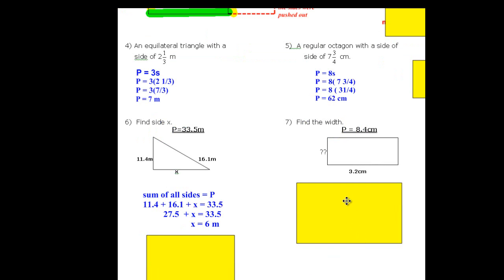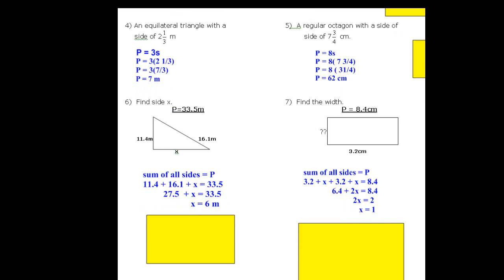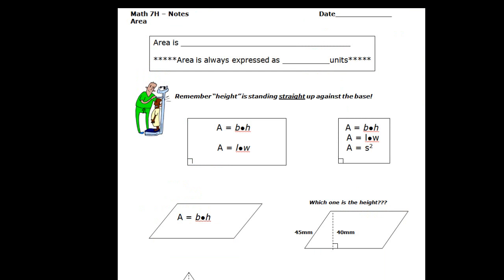And similar to the case here, except you have to remember you have 4 sides and the width is in there twice. Okay, so be sure to do all of that work, getting 1 for the width's measure. Now we're going to talk about area.